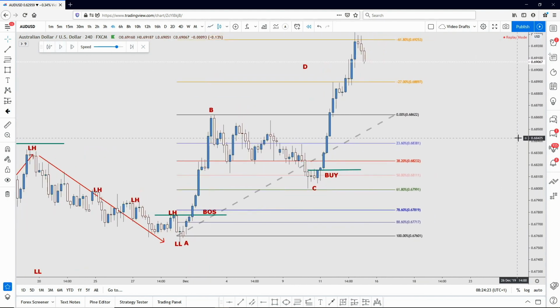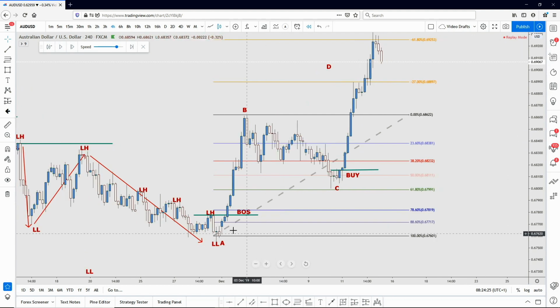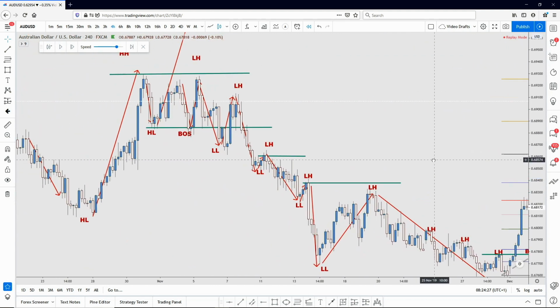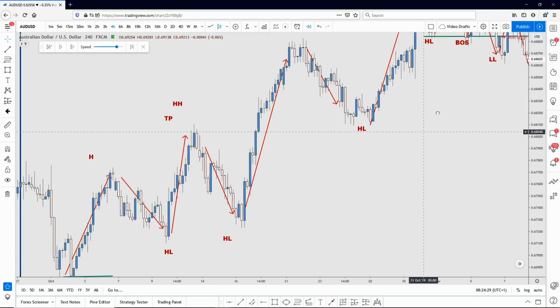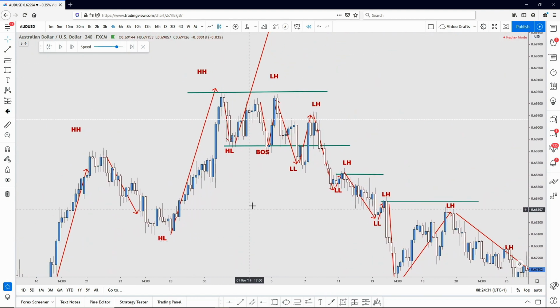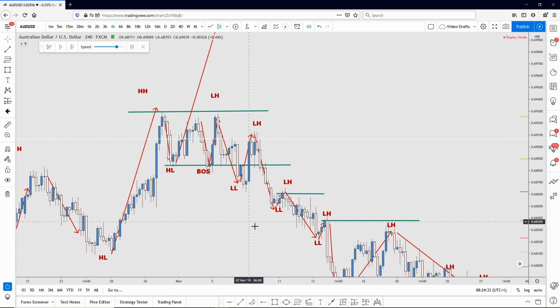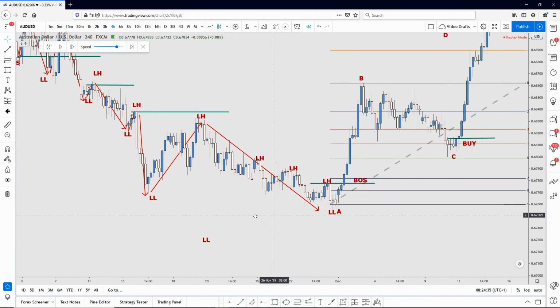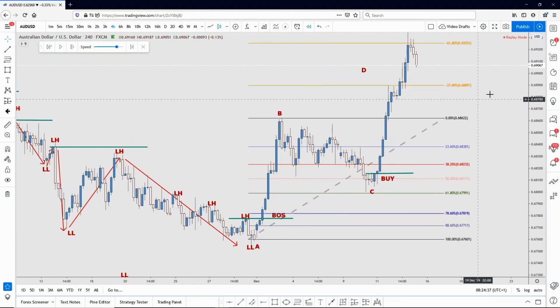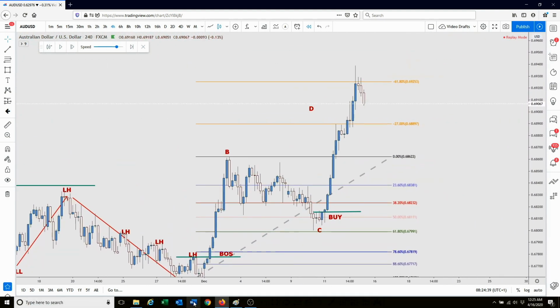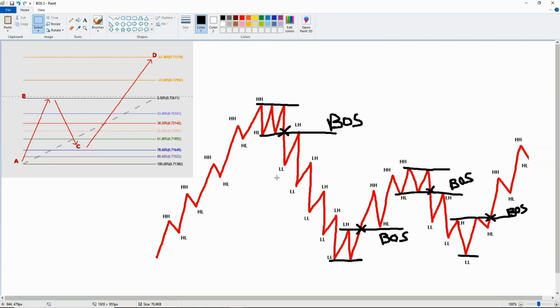So you can see that, just going back here, we went from an uptrend, we had a break of structure. We went from a downtrend, we had a break of structure. Now we're in an uptrend. So I'm just going to go back to this drawing. Again, we were in an uptrend, there was a break of structure. Now we're in a downtrend, there's a break of structure. We're in an uptrend, there's a break of structure.